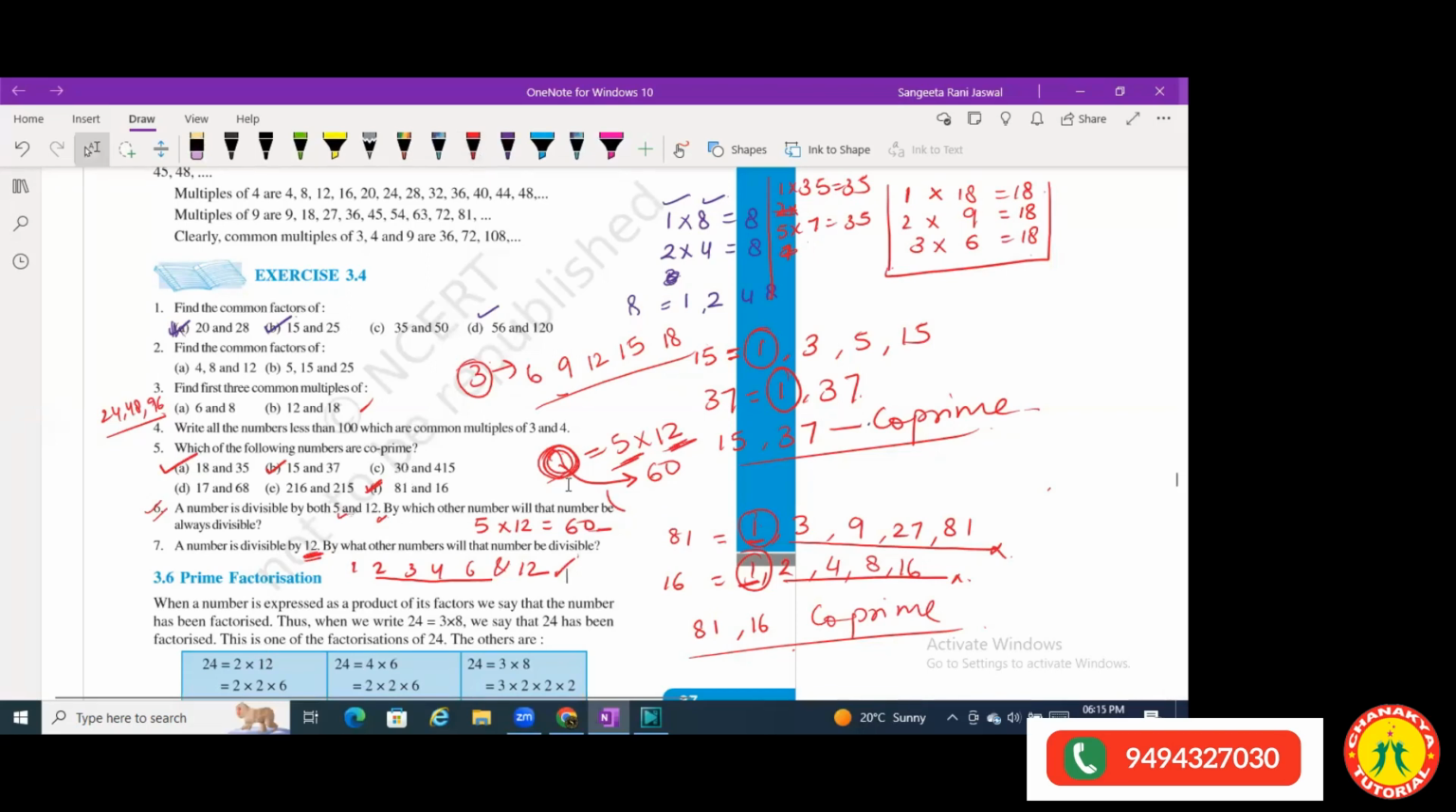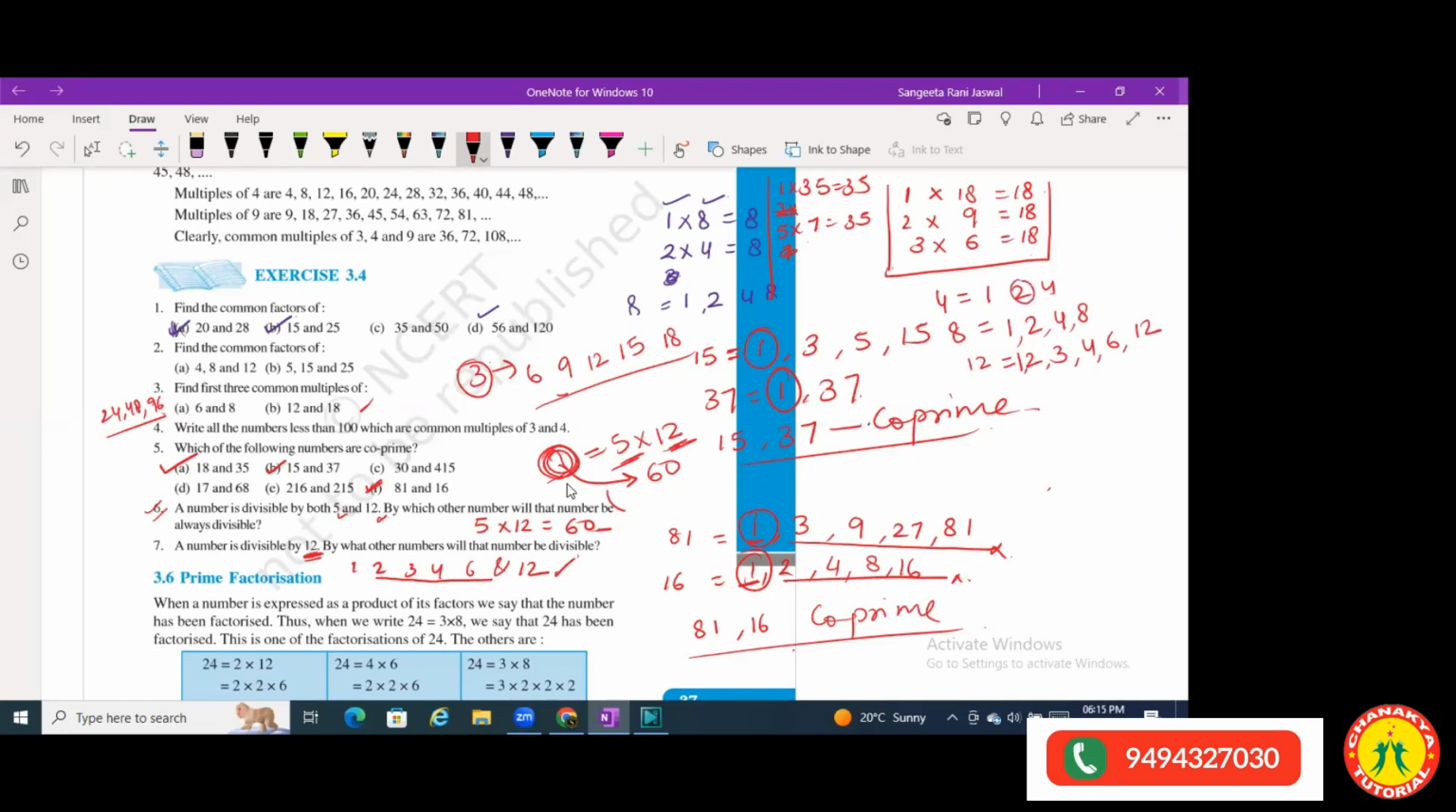Okay, now writing common factors. If we have the numbers 4, 8, and 12, and we find all the factors of 4, 8, and 12, what are the factors that are common? What are the factors of 4? 1, 2, and 4. Factors of 8 are 1, 2, 4, 8. And factors of 12 are 1, 2, 3, 4, 6, 12.